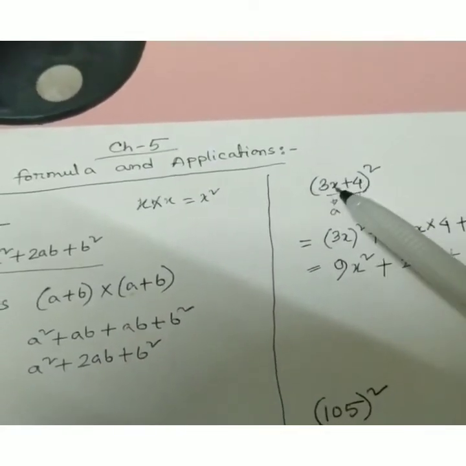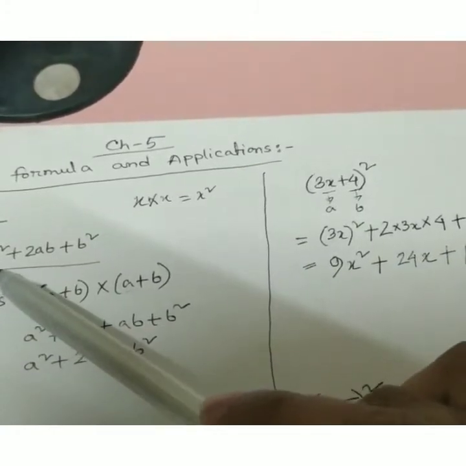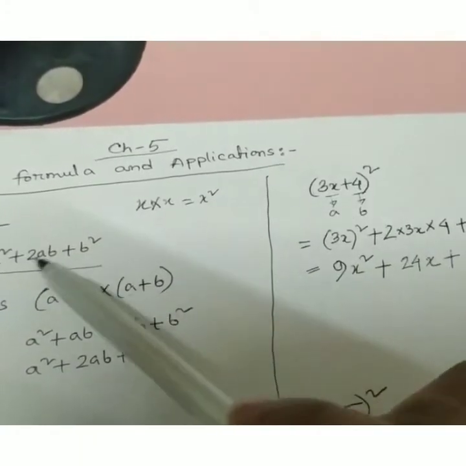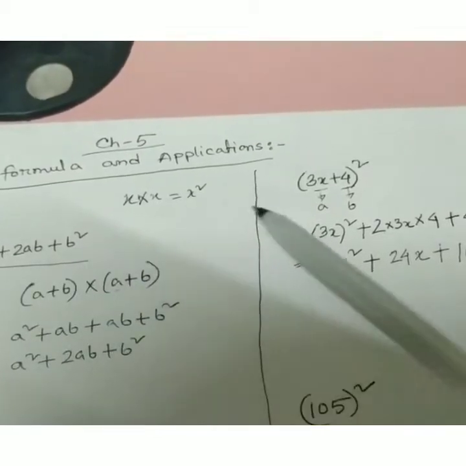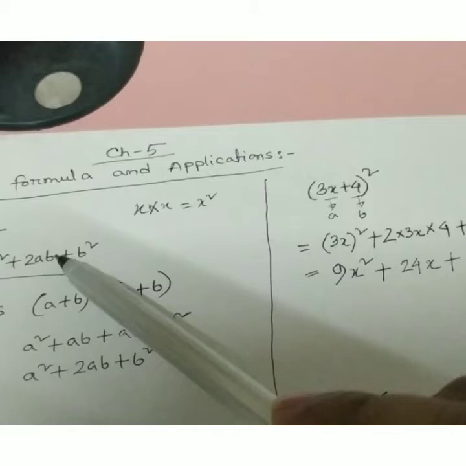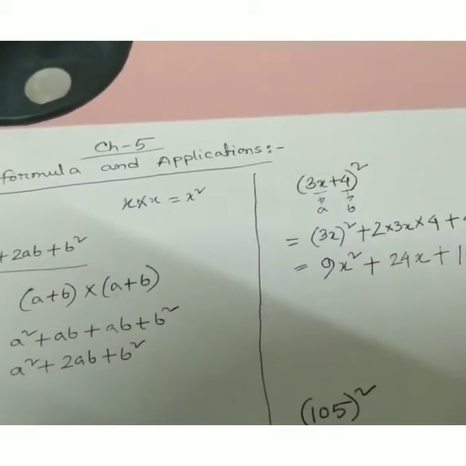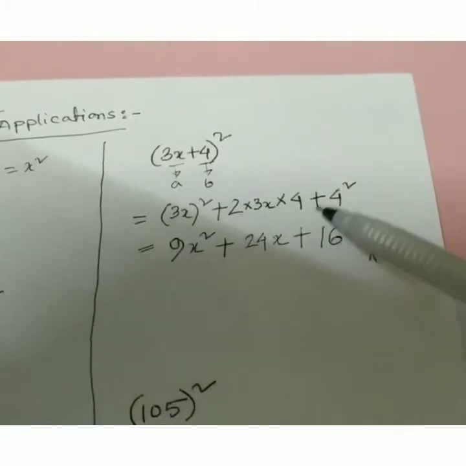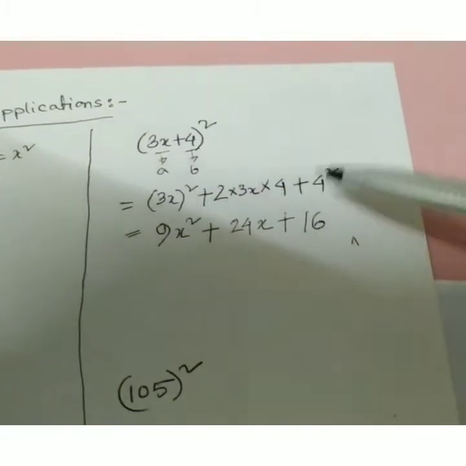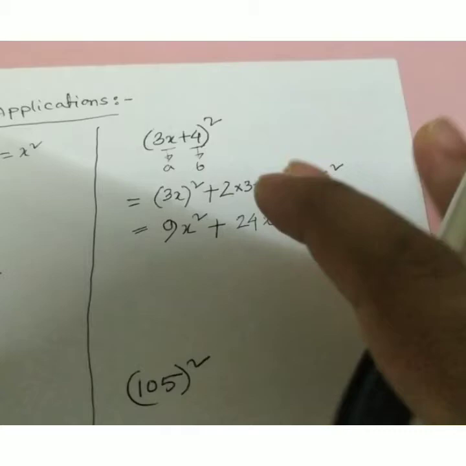Okay, so then we are actually putting the values in the formula. Here we get a square plus 2ab plus b square. So instead of a, I am just writing 3x, instead of b, I am using 4. Okay, in this way we can find the square of any algebraic expression.